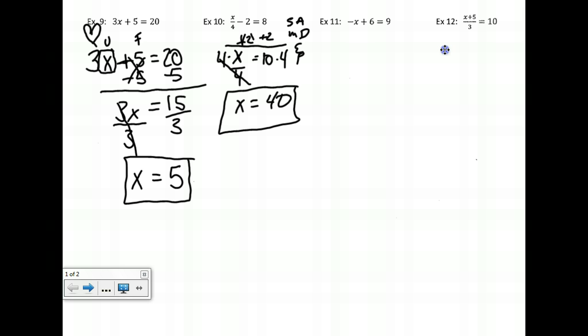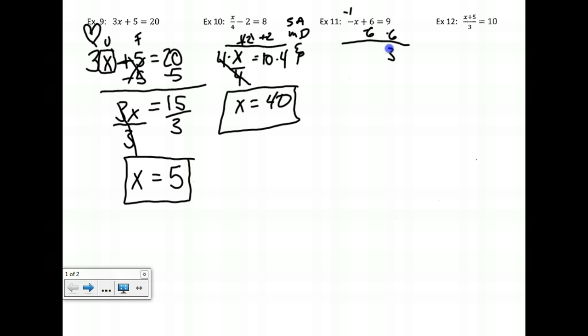Okay, let's try example 11. Example 11, there's a negative out in front of here, and I hope everybody that's watching this knows this is -1. Okay? We don't write the 1 in there just like we don't write the 1 in front of this x, but it's there. Alright? First thing we have to do is subtract off 6, because we're always looking for subtraction or addition first, trying to get rid of any friends.